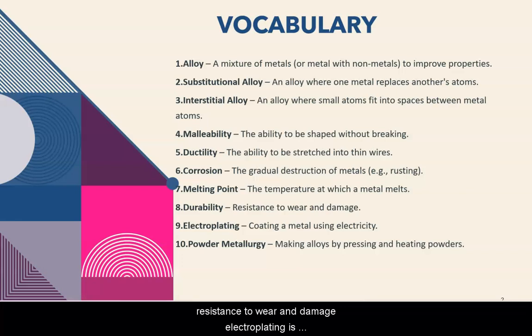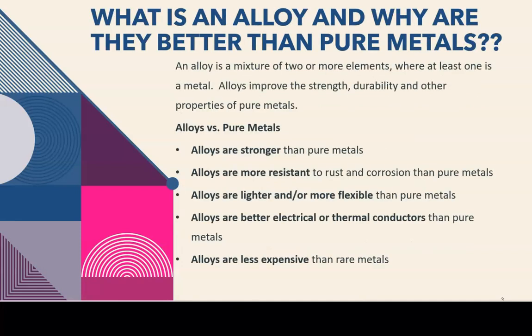Electroplating is coating a metal using electricity, and powder metallurgy is making alloys by pressing and heating the different metal powders. So let's talk about the four main types of alloys we might see. But first, what are they? An alloy is a mixture of two or more elements, where at least one is a metal. They improve strength, durability, and other properties of pure metals.